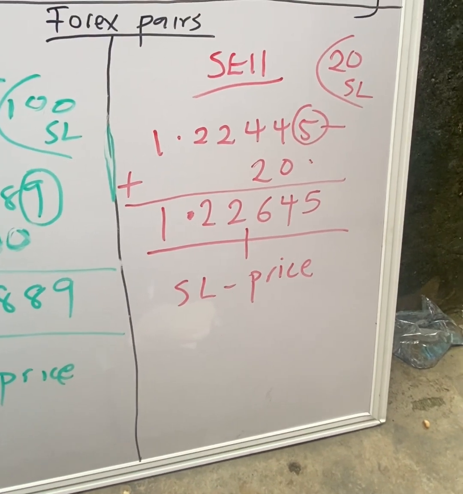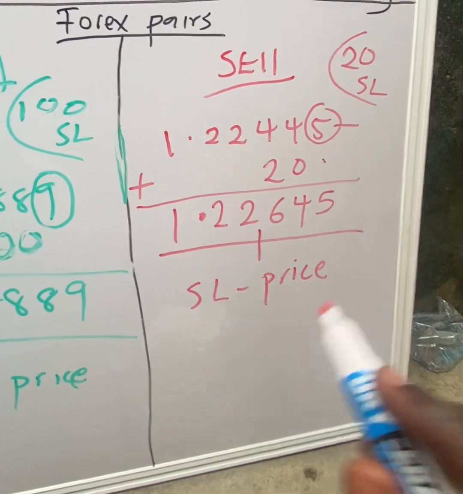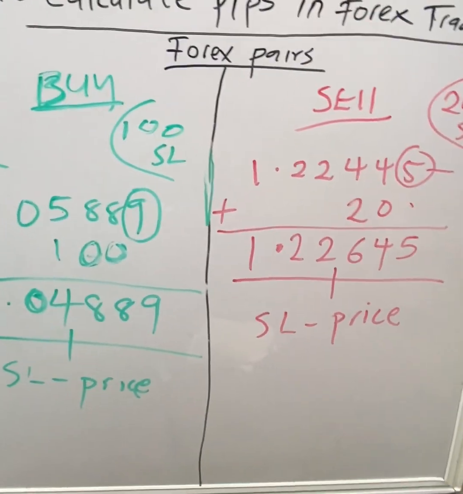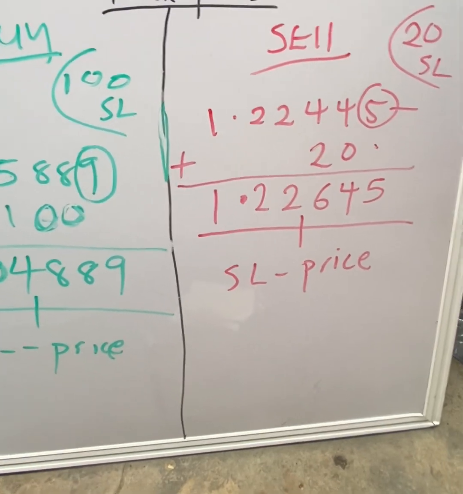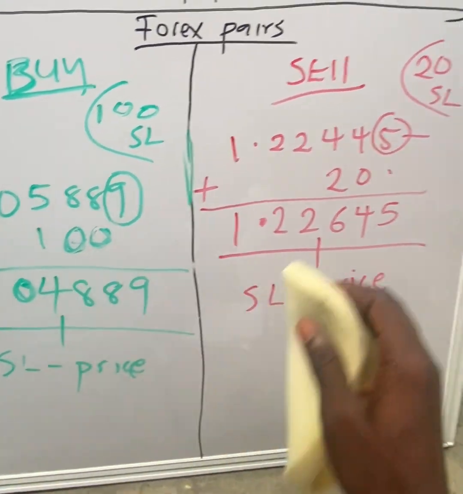It's as simple as that. This is for a sell. We add the stop loss to the current market price. For buy, we deduct. So this is a GU example. Let's do a Euro USD example.